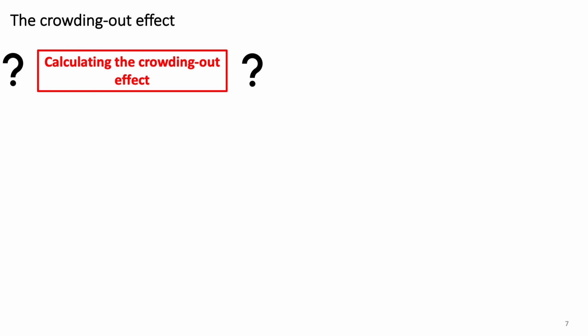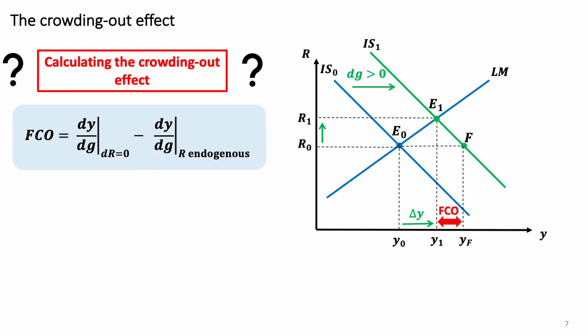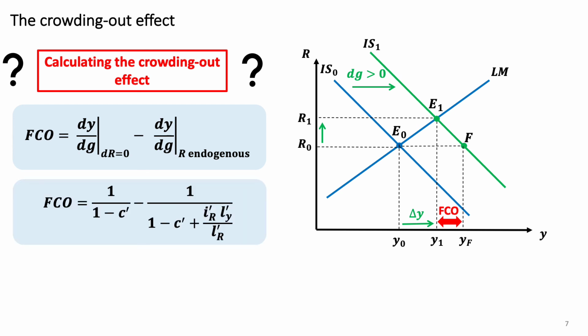The financial crowding out effect is the impact of the increase in the interest rate on the investment and so on the income. Graphically, it's the difference between YF and Y1. This effect can be quantified. We can calculate it by doing the difference between the simple multiplier, which is the multiplier when we assume the interest rate is constant, and the multiplier with R endogenous, not constant.